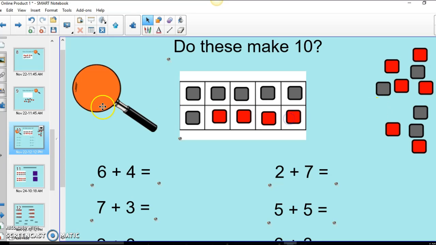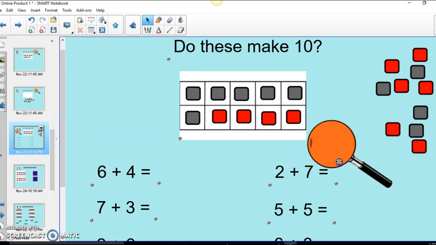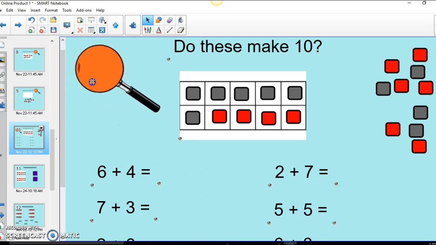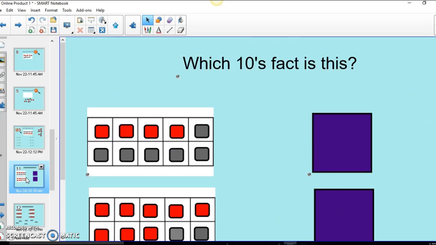And then they can use the magnifying glass to check their answer. Oh, over here. And yes, it does make 10. And the hands-on.